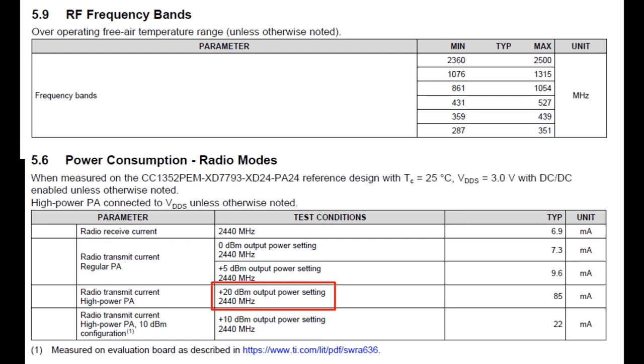CC1352P and 2652P, and that includes a plus 20 dBm output power amplifier built into the die.